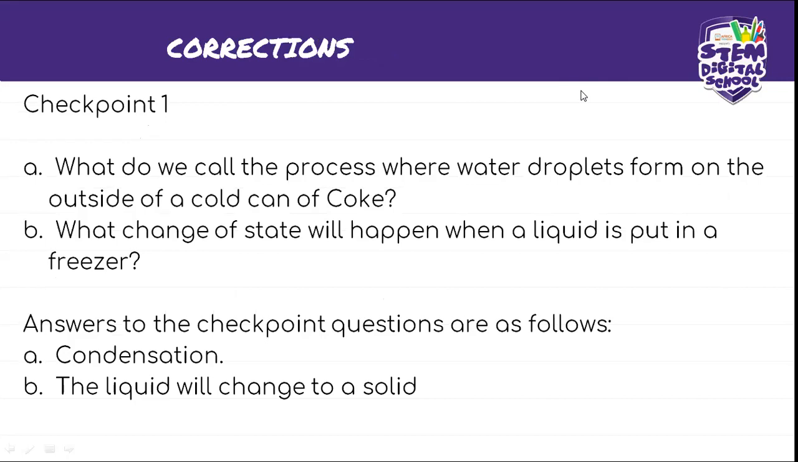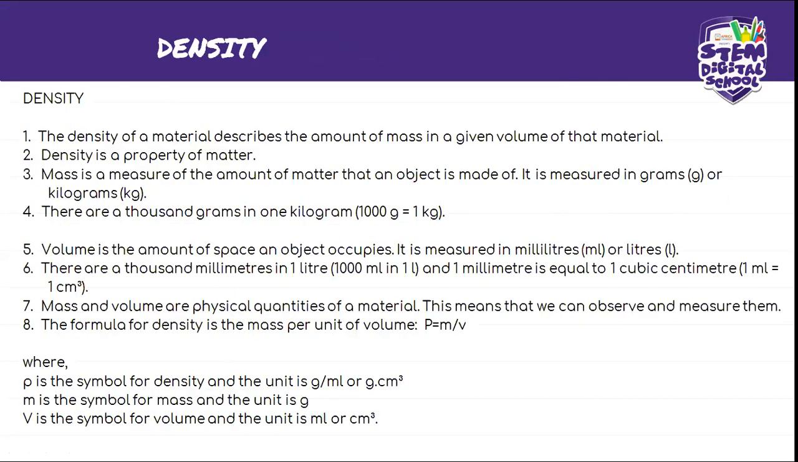So you see, what do we call the process where water droplets form on the outside of a Coke can? Yes, some of you got that. Then what change of state will happen when a liquid is put in a freezer? The liquid will change to a solid. Some of you just said solidification. All right, you had the idea there. Then we spoke about density. So I'm just going to explain this slide alone, and then from there we go and play Kahoot. If we finish playing the Kahoot and there is time, then I will give a summary.